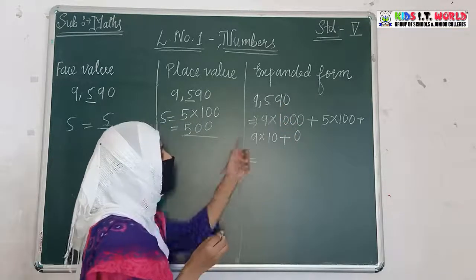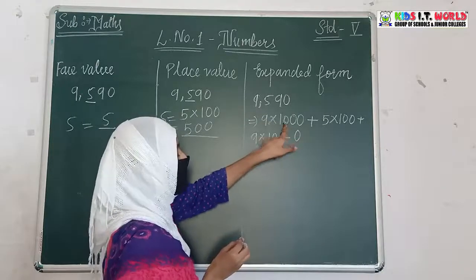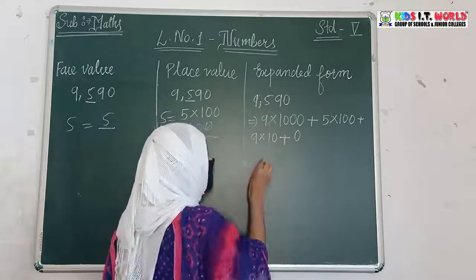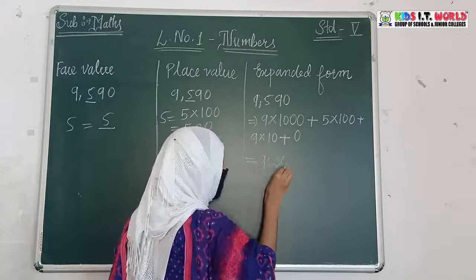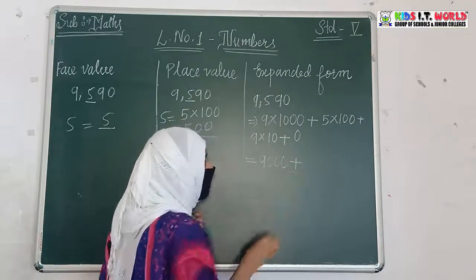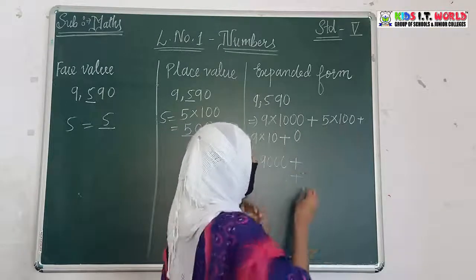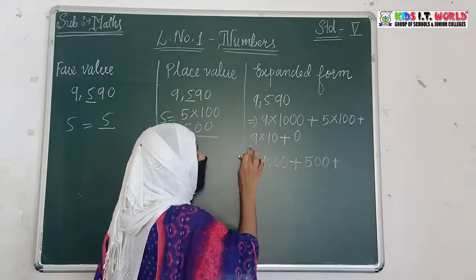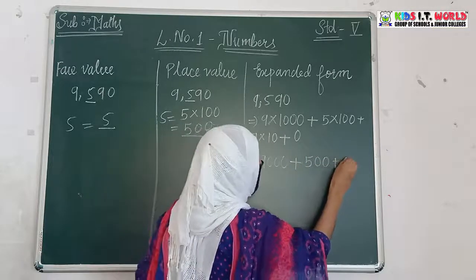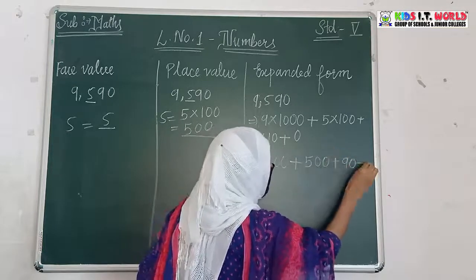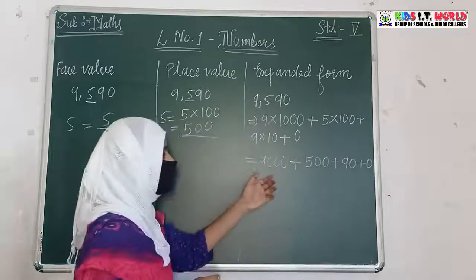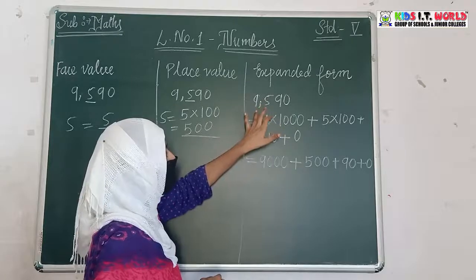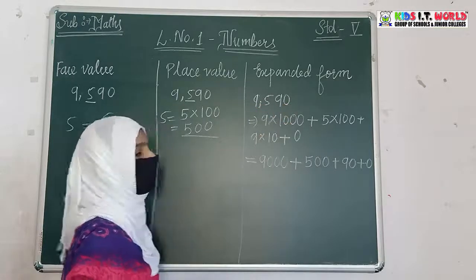Now the next step, multiply this number by this place value. So 9 into 1000, it is 9000. Put the plus sign. Again 5 into 100, it is 500, plus 9 into 10, it is 90 and 0 will be as it is. So this is the expanded form of the number 9,590.